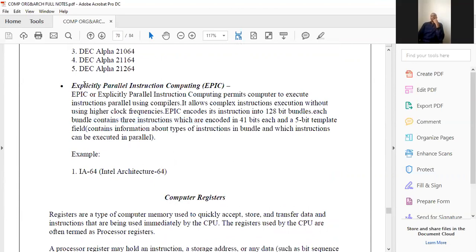So EPIC, explicitly parallel instruction computing processors, are processors that work hand in hand with compilers, right? Now, if you've done any programming before, there is a concept called a compiler. A compiler is basically a tool in a programming IDE. An IDE is an integrated development environment, like Code::Blocks, Dev-C++, NetBeans, software that you use to write programs and execute them. So a compiler is basically a tool that builds your code. It takes all your source code and converts it to object code. Object code is like code that the computer can read as one.